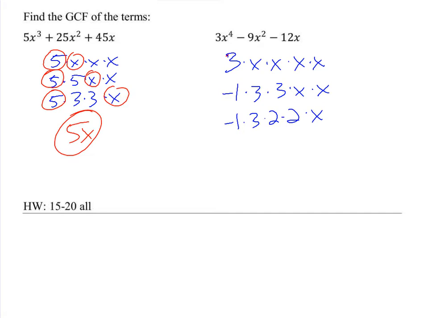Check for matches. So I'm starting with the top one, and I'm looking for a 3 in each one of those. Do I have a 3 in each one? Yes. Okay, do I have an x in each one? Yes. Do I have another x in each one? No. And that's all I've got the rest of the way. So therefore, I'm done. And my GCF here is 3x.